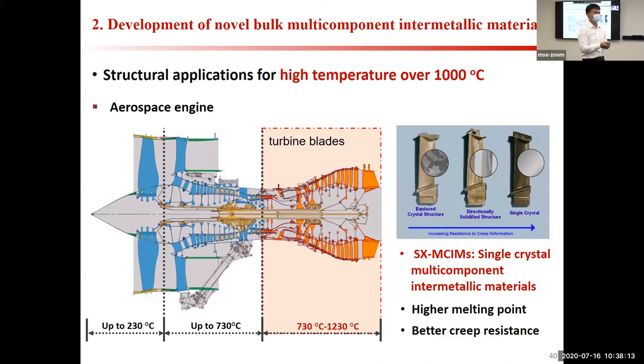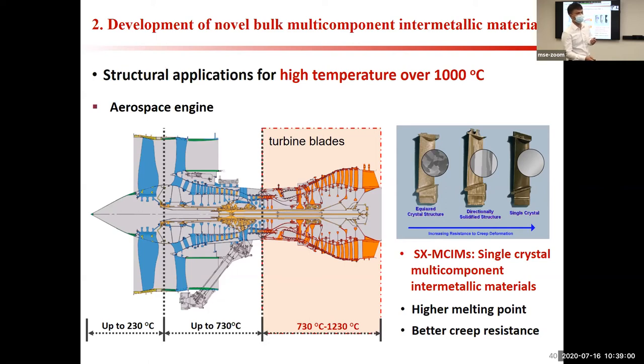And also, in the second part, I will focus on the development of novel bulk multi-component intermetallic material. Actually, as I talked about, the previous studies were mainly based on the two-phase system. The two-phase system is based on nanoparticle strengthening, with nanoparticles embedded in the matrix. And the next part, I want to develop single-phase multi-component intermetallic materials and also focus on structural application, especially for high temperature application over 1000 degrees C. I think this is a very tough problem that is waiting for us to solve.